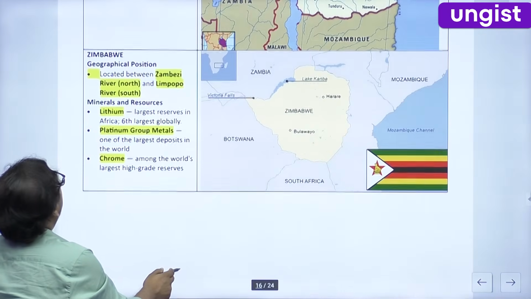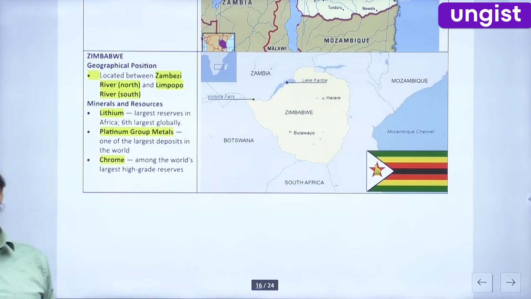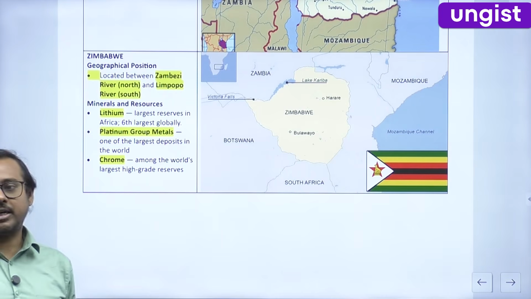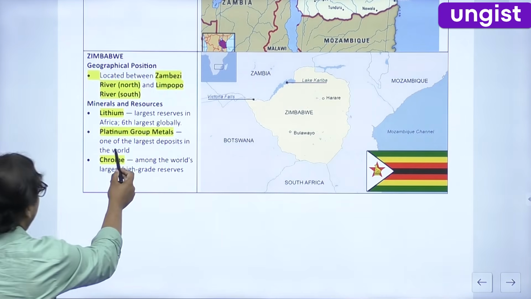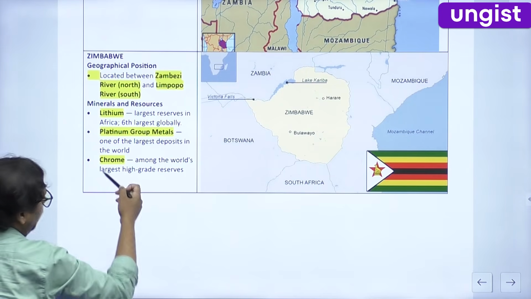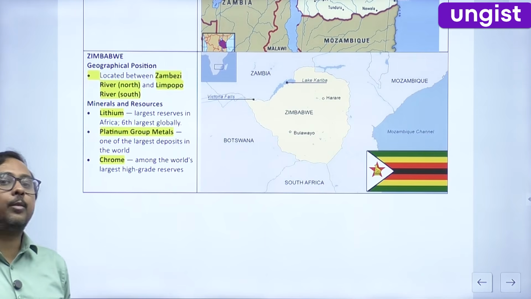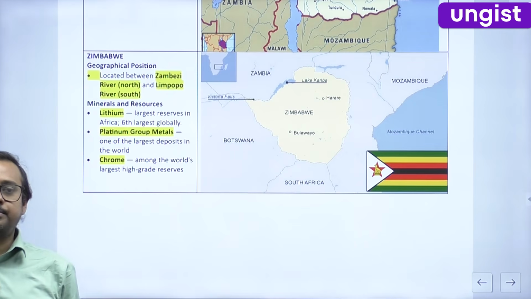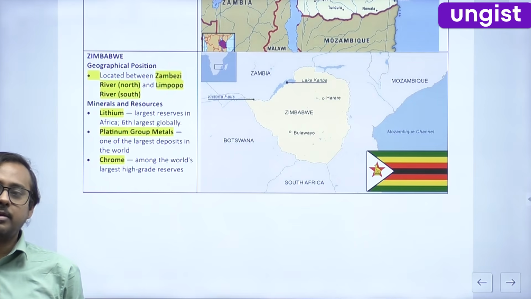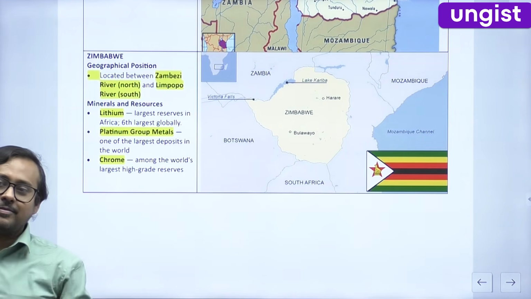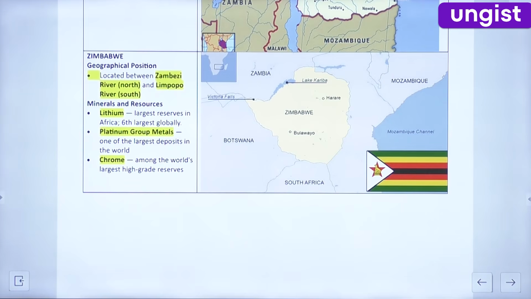Now Zimbabwe. Why is Zimbabwe in the news? Zimbabwe is in the news because of a huge deposit of lithium. It's 6th largest globally, and in Africa, it's the largest. Apart from lithium, you have your platinum group of metals, one of the largest in the world, and chrome. So your homework is to see what platinum does and what chrome does. Where is chrome used? Galvanization. Okay? Chrome is used in galvanization.